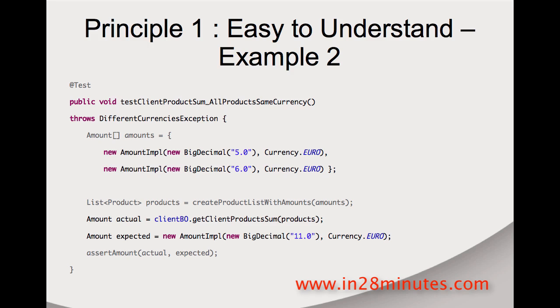You'd see that example 2 is very easy to understand. You are clearly seeing that 5, 6 and 11 is the sum, and euro. So it's easy to understand. So that's principle number 1. If somebody comes in and looks at this test, they would be very easily able to understand what's going on. Let's look at some of the important differences between them.